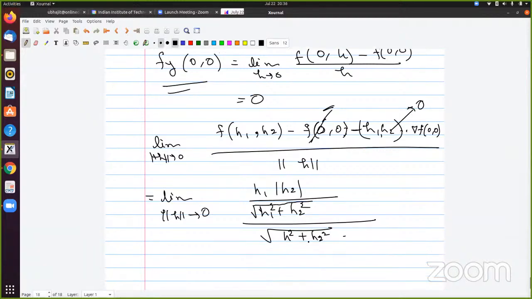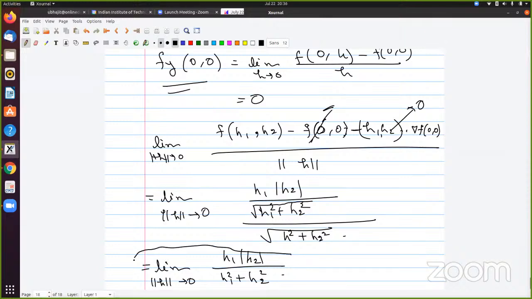So what if we write this? This is norm h tending to 0, h1 mod h2 by h1 squared plus h2 squared. Now I leave it to you whether this limit exists or not. That one we just proved, something similar of xy upon x squared plus y squared. Exactly. So if that did not exist, most likely this does not exist. This limit does not exist. Okay, so it's not differentiable. Exactly. Got it?